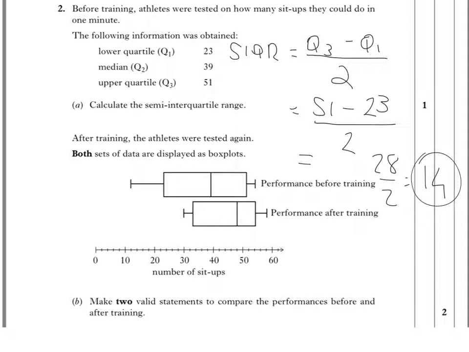Now, the question then says, after training, the athletes were tested again. Both sets of data are displayed as box plots. Make 2 valid statements to compare the performances before and after training. Right, so before training, we've got the box plot here. There's L, Q1, Q2, Q3 and H.